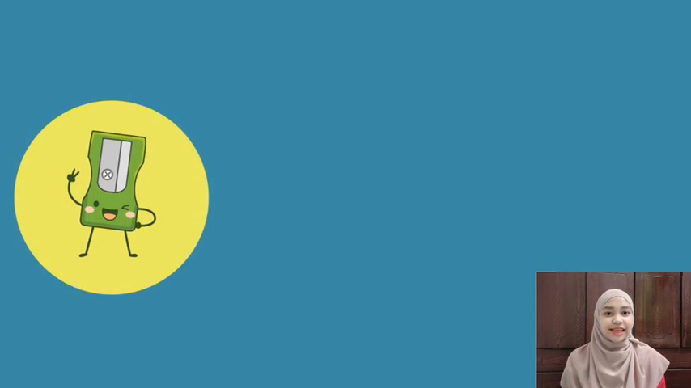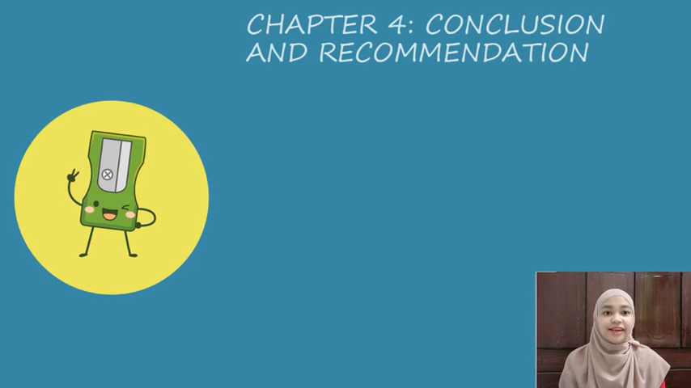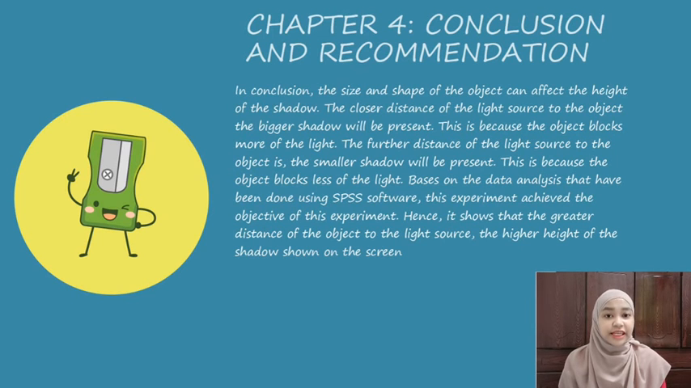We move to the last chapter, chapter 4, conclusion and recommendation. Based on the experiments, we can conclude that the size and the shape of the object can affect the height of the shadow. The closer the distance of the light source to the object, the bigger the shadow will be. This is because the object blocks more of the light. Based on the data analysis done using SPSS software, this experiment achieved its objective.